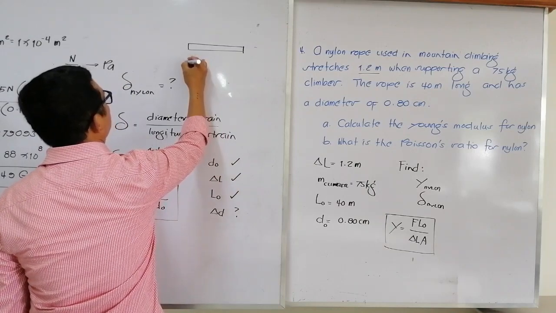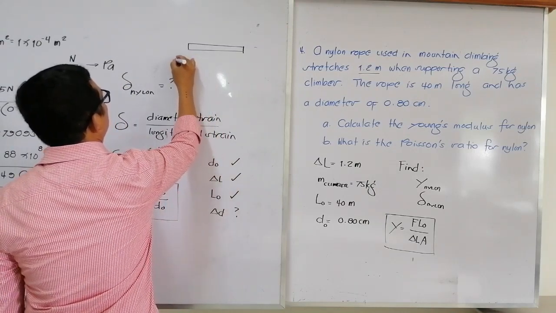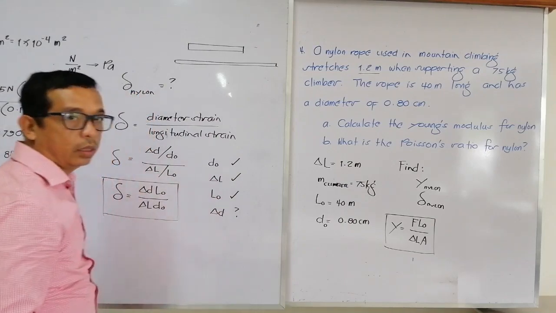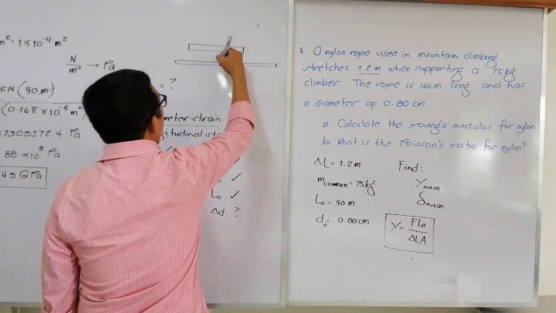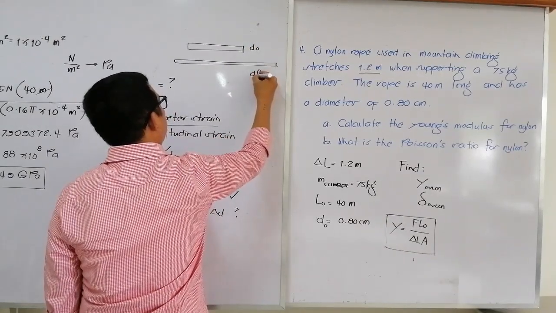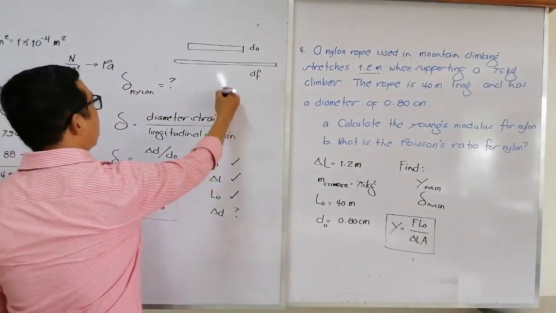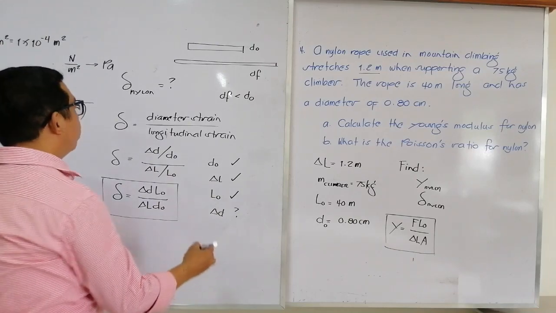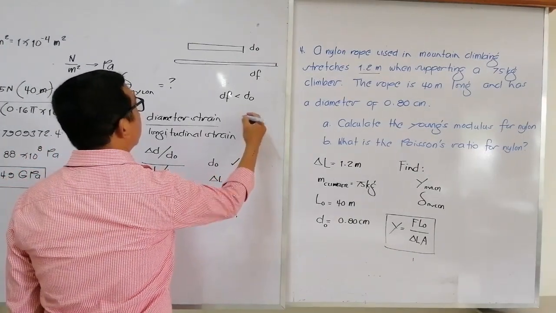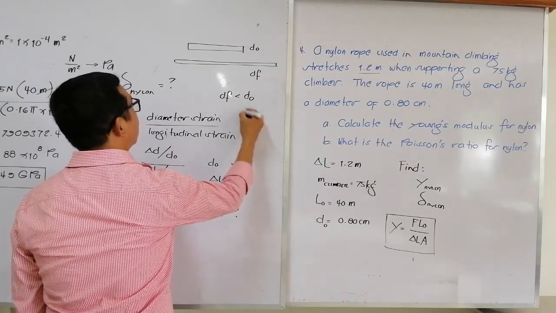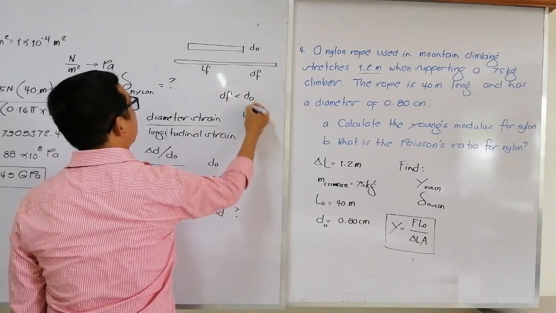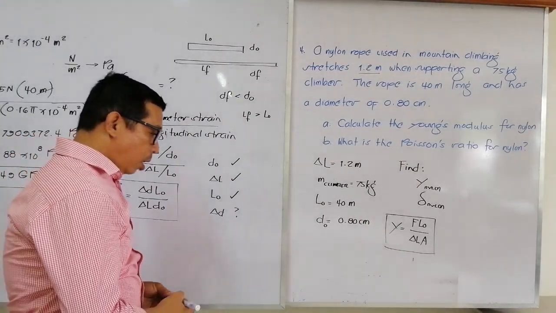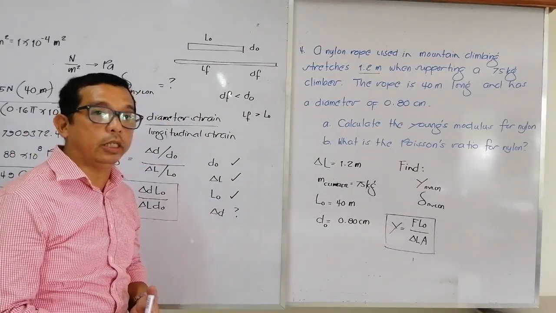After stretching, sabihin natin na ganito na siya, exaggerate lang natin. So dito, meron siyang original diameter, meron siya dito, final diameter. And alam natin na ang kanyang final diameter is less than the original diameter. Pero we must understand na yung kanyang final length ay mas malaki sa kanyang original length. So, nagkaroon ng change in length, nagkaroon ng subsequent change in diameter also.